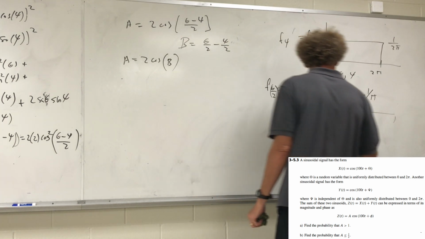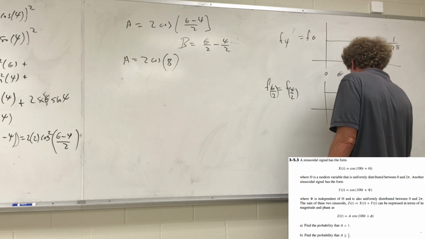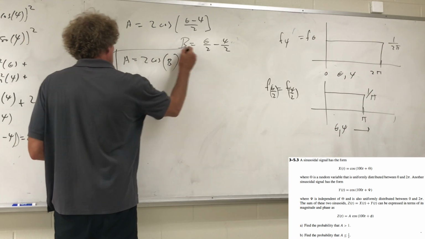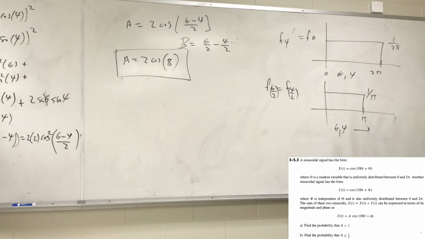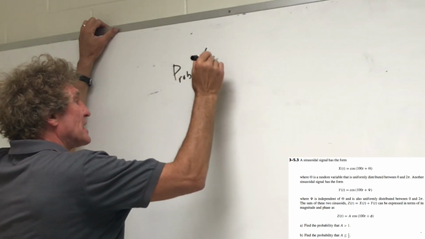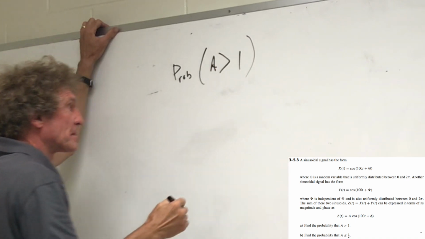And the argument in this direction would be either theta or psi. Does everybody agree with that? Now, we go to the next part. Here's where you're going to be doing convolution. So he wants the probability of A being greater than 1.